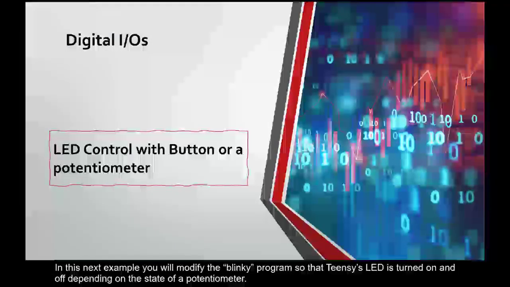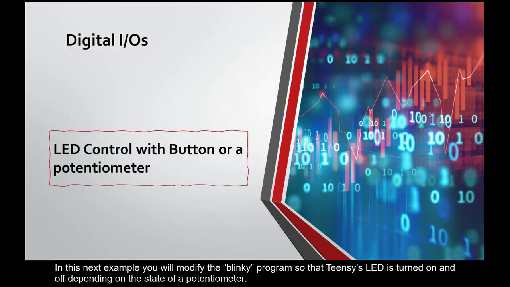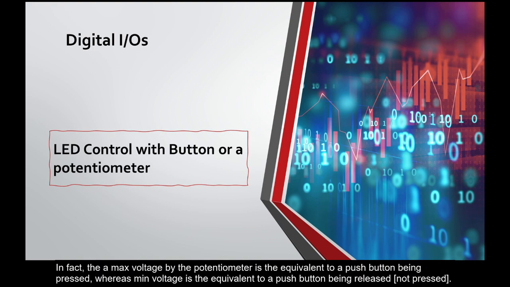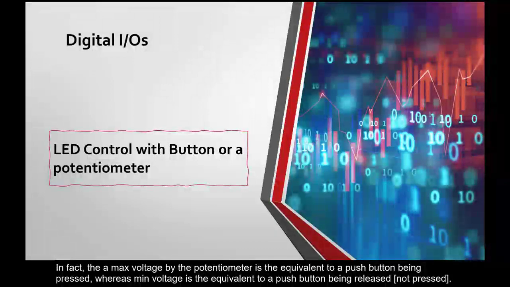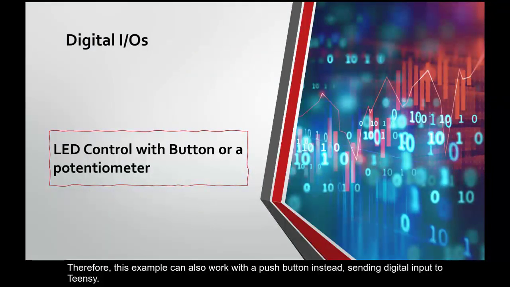In this next example, you will modify the Blinky program so that Teensy's LED is turned on and off depending on the state of the potentiometer. In fact, the max voltage by the potentiometer is the equivalent of a push button being pressed, whereas min voltage is the equivalent of a push button being released. Therefore, this example can also work with a push button instead, sending digital input to Teensy.